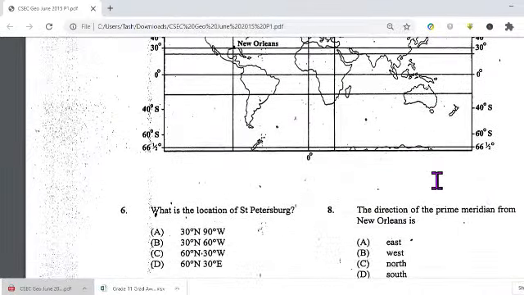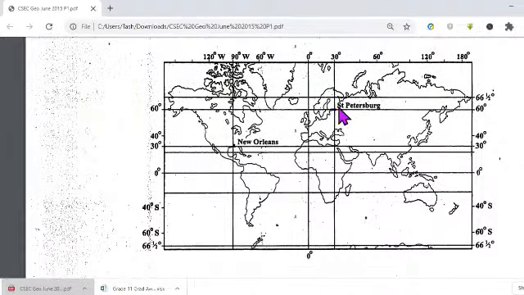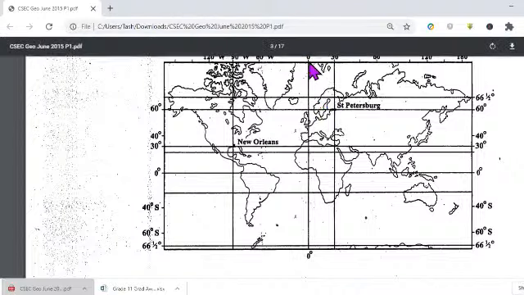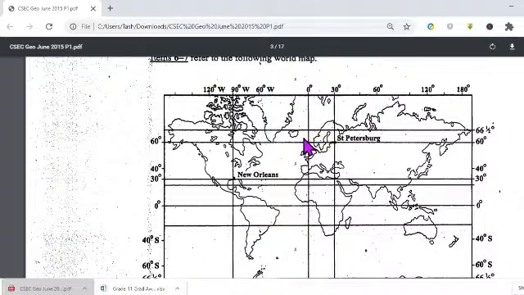All right. Number 6. What is the location of St. Petersburg? Let's find St. Petersburg. It's right here. We can see the 0-degree line here. So we know that St. Petersburg is towards the eastern section, based on how the numbers increase, because it is towards the east of the 0-degree line. We're also seeing our 0-degree line of latitude here below St. Petersburg. So that means Petersburg is towards the north.